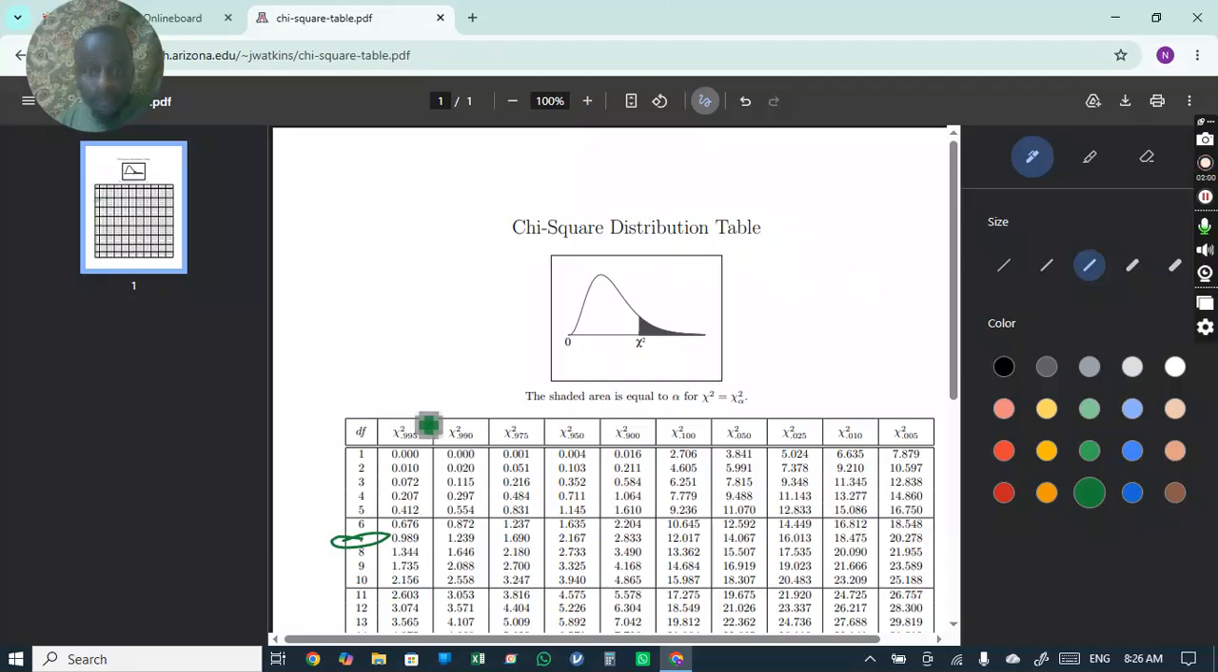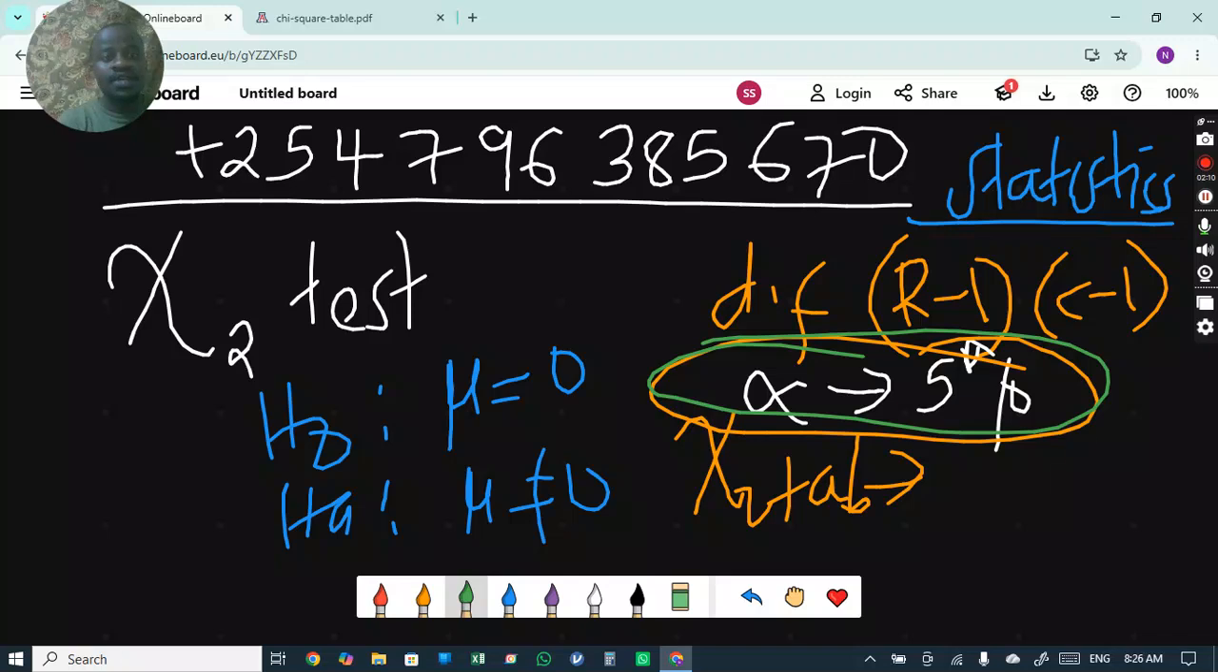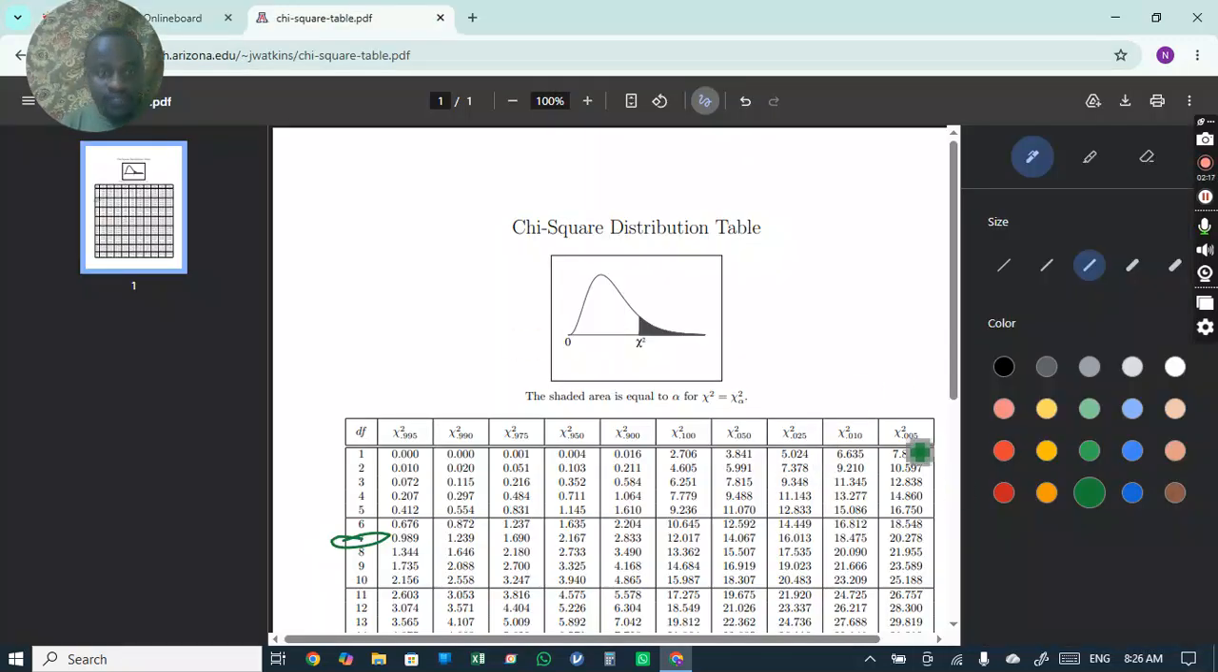Now, what will happen to this where it is written chi 0.995 up to 0.05? If it is 5% alpha, we take 5 over 100, which is the same as 0.05. So you come here, you find where 0.05 is, so 7 is 0.05. You will move along that row up to that column, so that means it is 20.278.